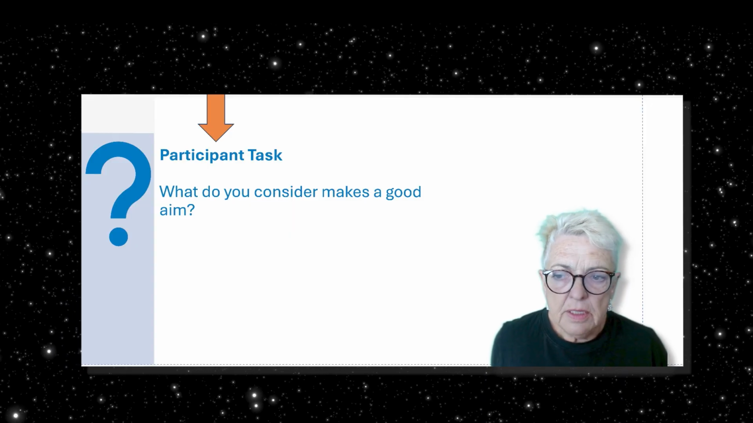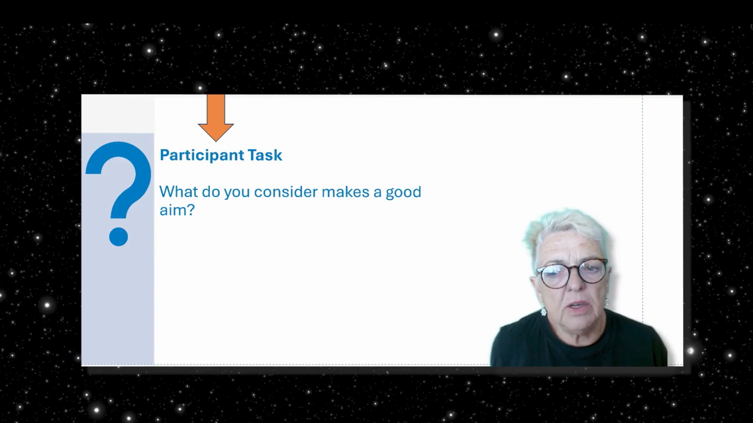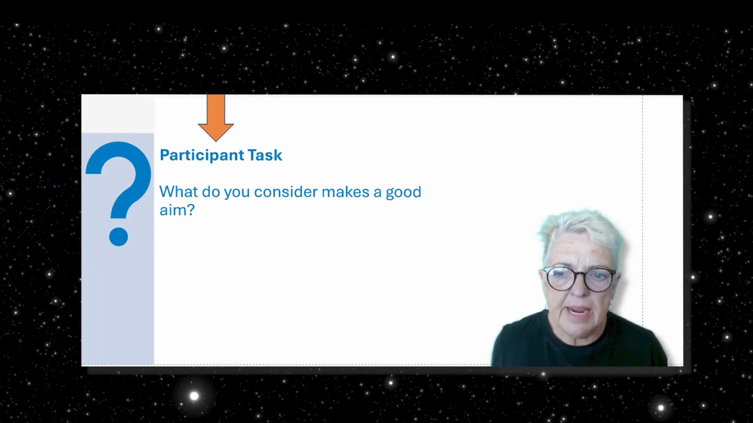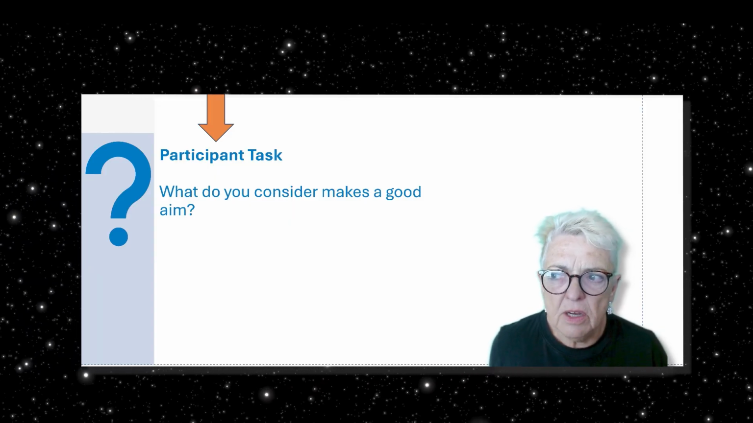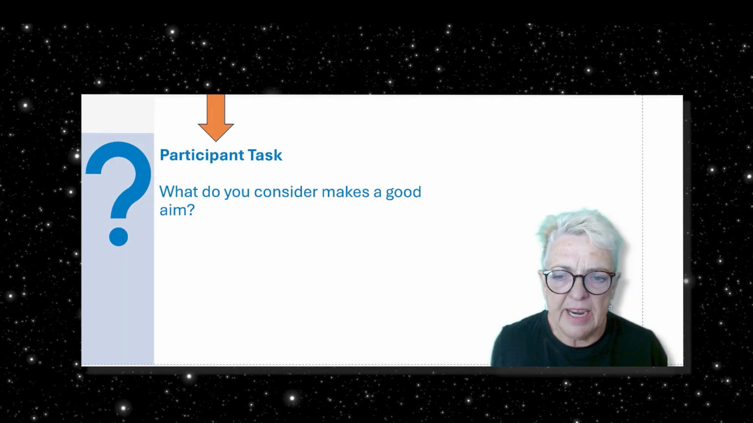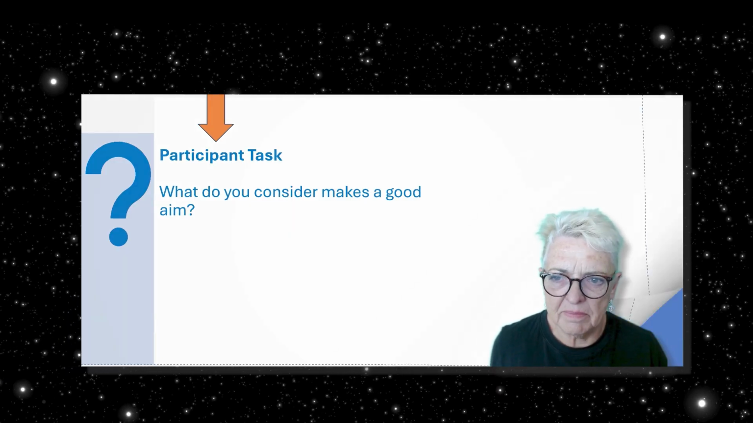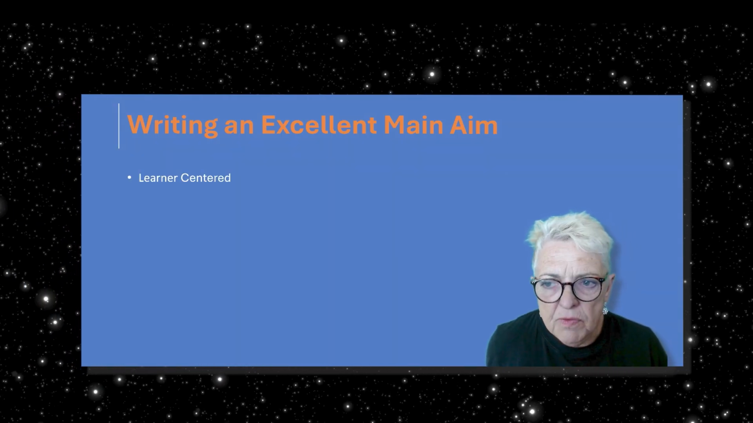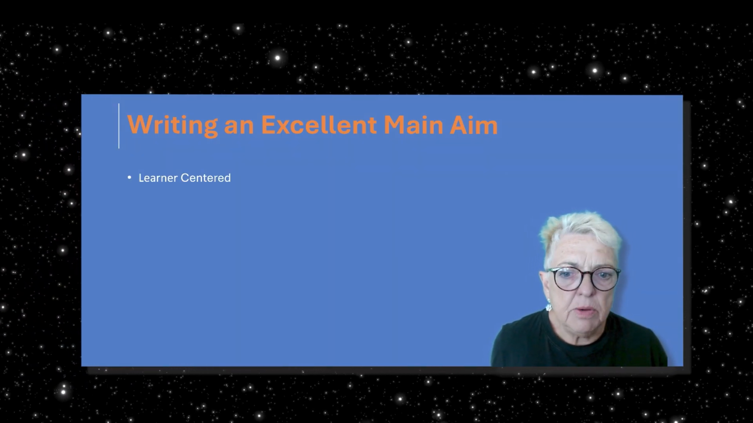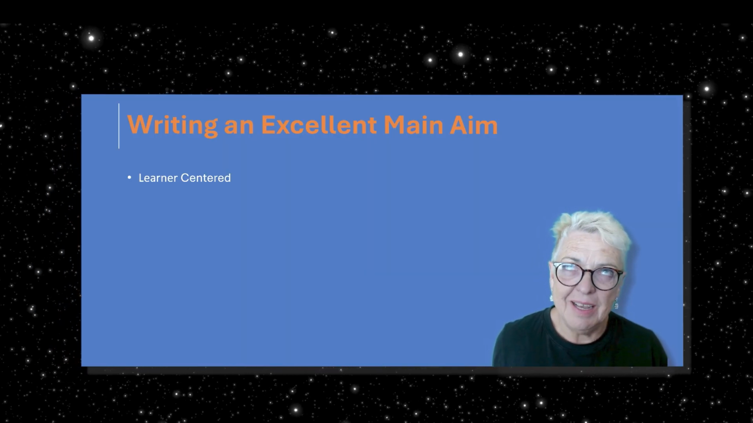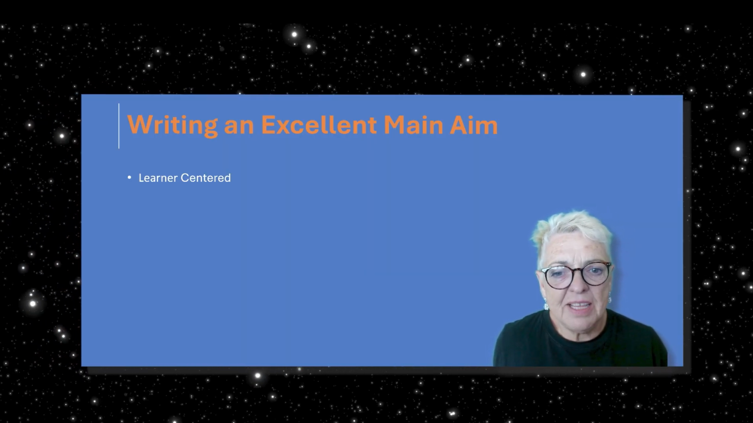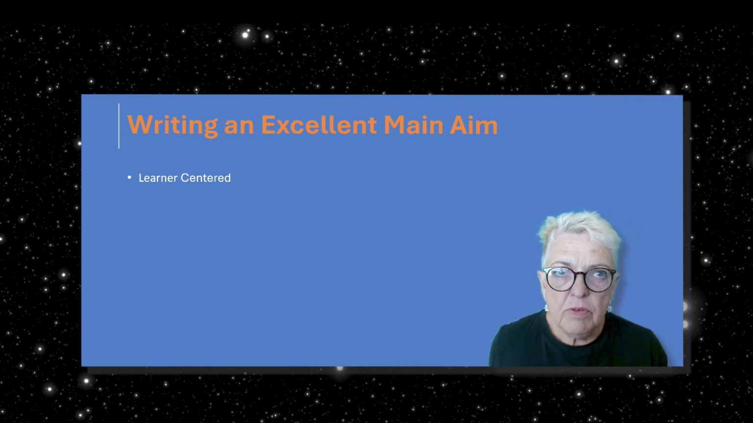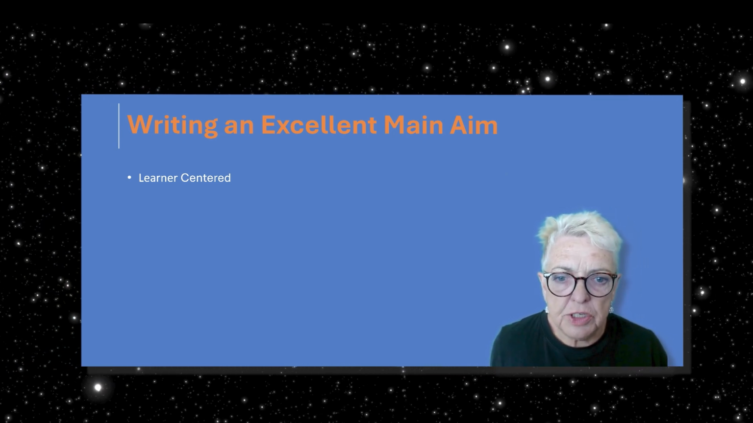Okay. So hit the pause button and have a think. What do you consider makes a good main aim? What are the components on a lesson plan of a good main aim? Okay, they're learner-centred. Often they'll start with the letters SWBAT. SWBAT: by the end of the lesson, students will be able to. Okay, so look at the main aim from the student's point of view.